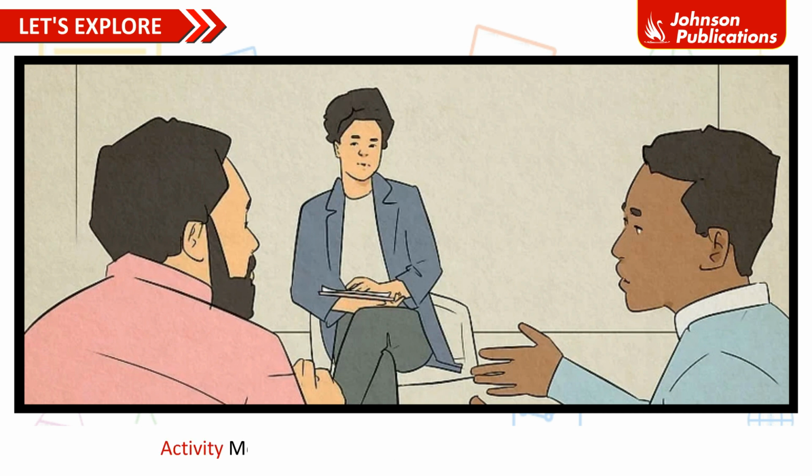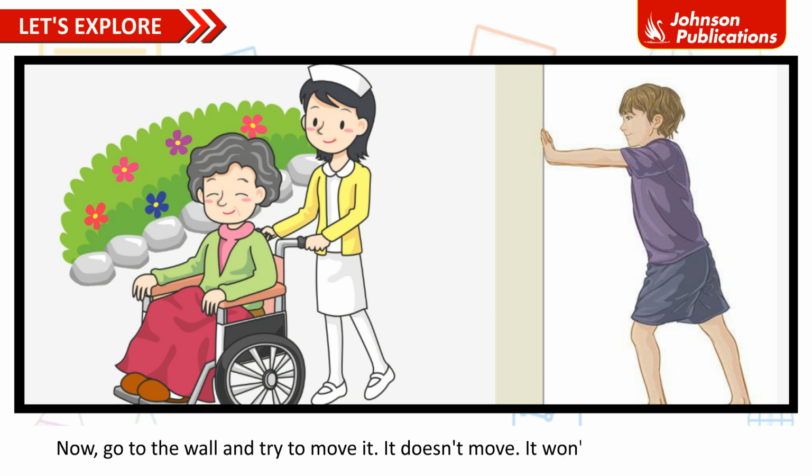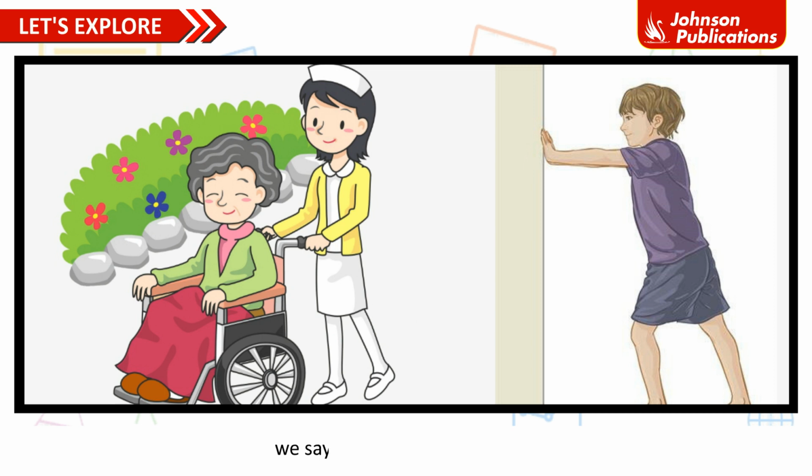Work. Activity. Move a chair from its position to another position. You have applied a force such that the chair changed its position. Now go to the wall and try to move it. It doesn't move. It won't change its position. When the force applied can move an object from one place to another, we say that some work is done.